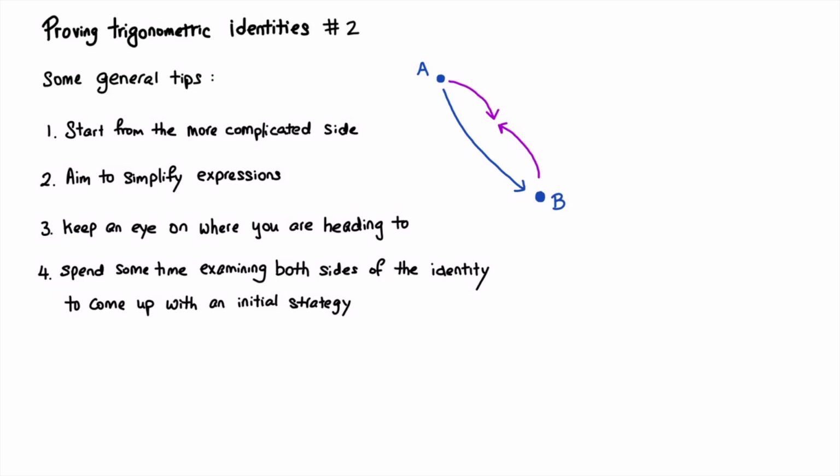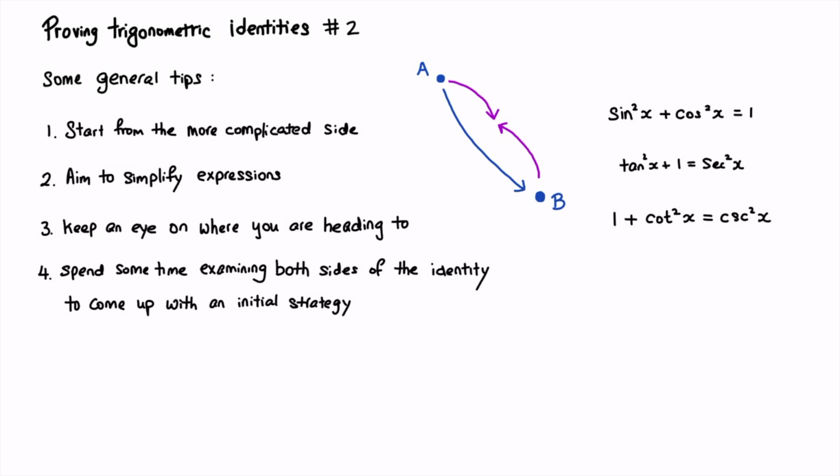Sometimes we might not be able to go from A to B directly, and so we go to somewhere in between. And so you go from A to a slightly simpler expression, and then you go from B to that same expression. And so when you do this, it is useful to know what expression you are trying to get.